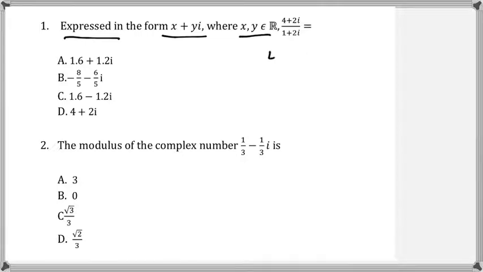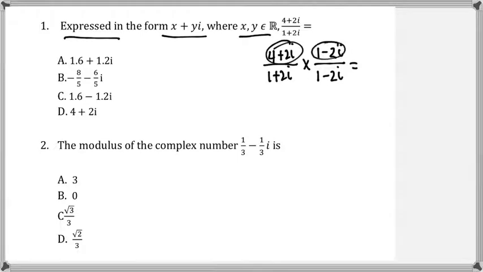So what I'm saying is this: you need to take this 4 plus 2i on 1 plus 2i and multiply it by its conjugate in the numerator, so that's 1 minus 2i, and also in the denominator as well. And then we just multiply. Let's do the numerator first. 4 by 1 would be 4, and then 4 by negative 2i would be negative 8i, and then 2i by 1 would be plus 2i, and then 2i by negative 2i would be negative 4i squared. Don't forget that squared there.